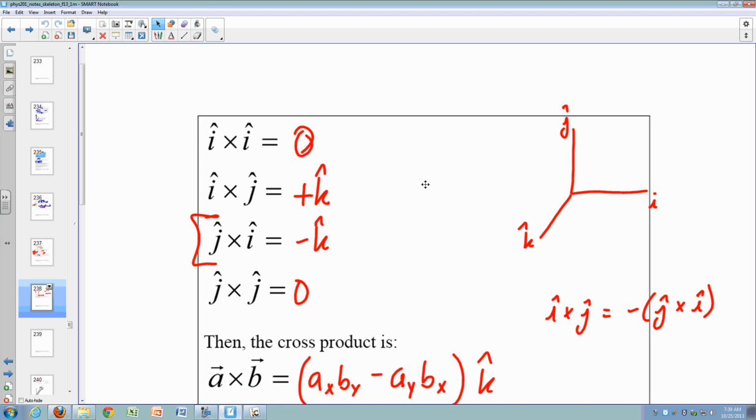And J cross I. Fingers in the direction of J, they fold towards I, so your thumb goes in. You know which direction your thumb goes because they go in the direction of the first vector and then fold towards the second vector. But notice that I can't do that here. It would fold towards negative I if I did it that way.